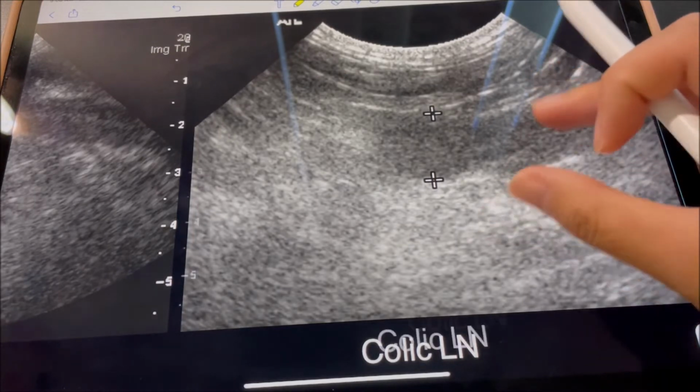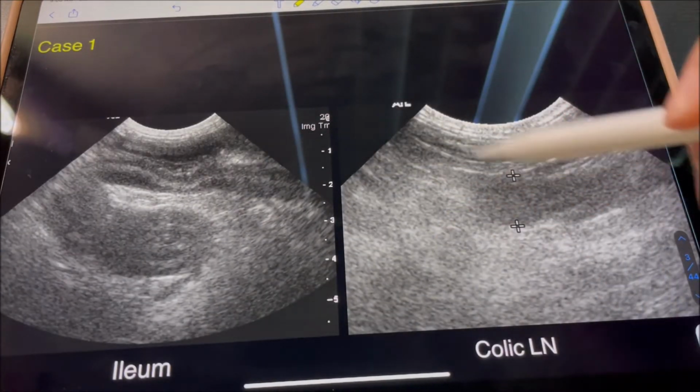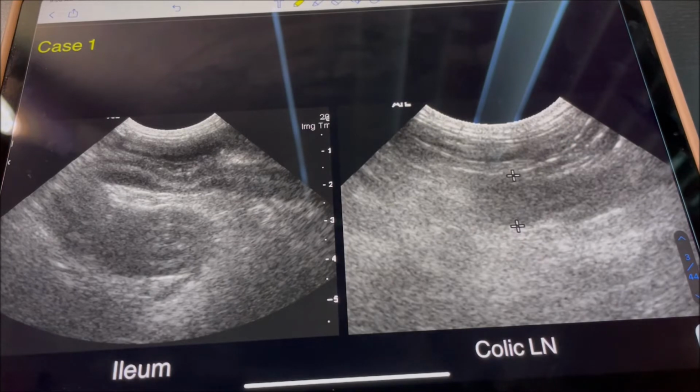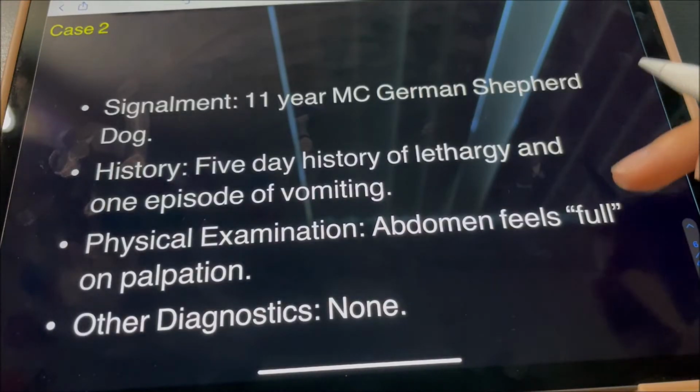So next we did an FNA of the lymph node and ileum, and indeed found out that it is adenocarcinoma causing the chronic partial obstruction in the small intestine. So note that 2 very common intestinal tumors in dogs are adenocarcinoma and lymphoma. Next up is case 2.